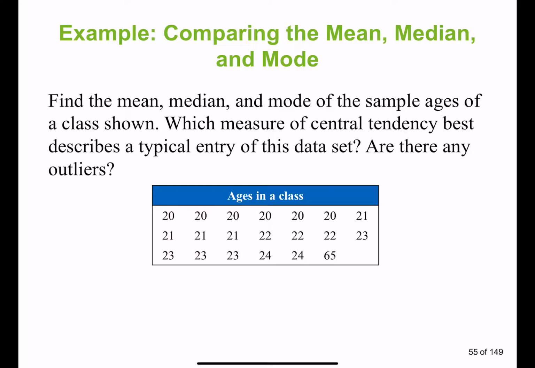So, here is the case. Find the mean, median, and mode of the sample ages of the class shown in this table. Here it is. Those are ages in the class. Which measure of central tendency best describes a typical entry of the data set? So practically we are going to find out which value will describe the best average age of the class. Will it be mean? Will it be mode? Or will it be median?